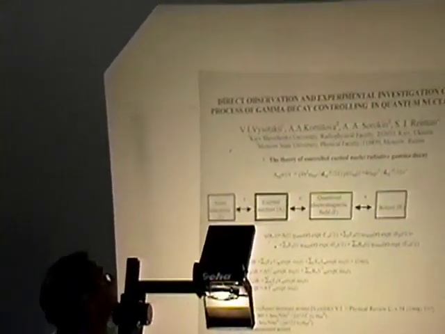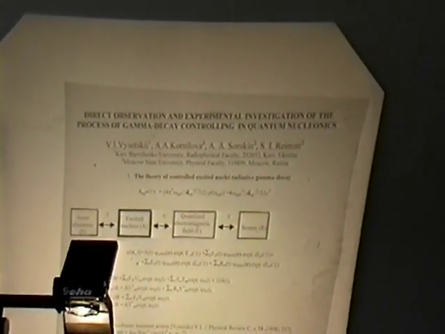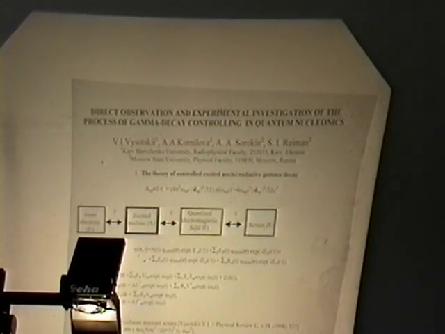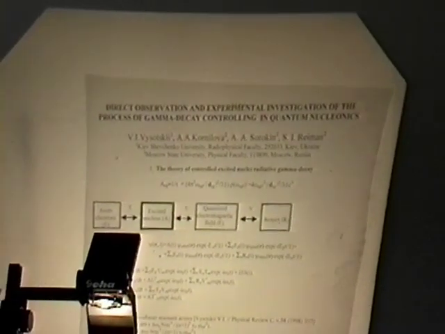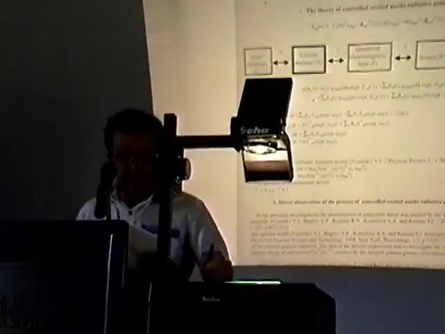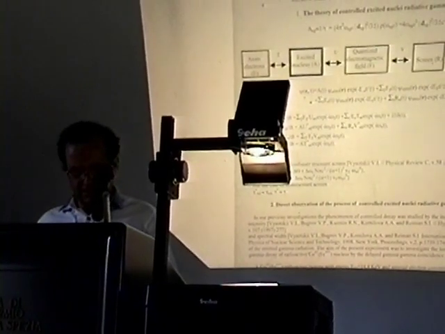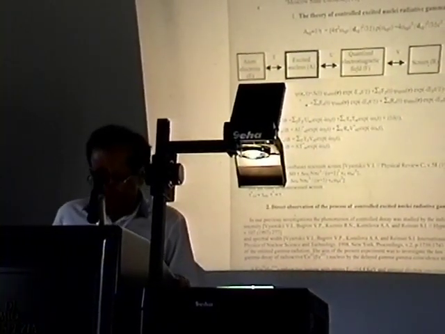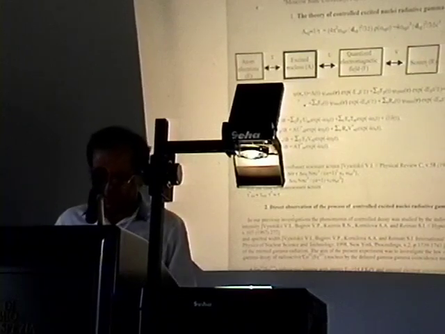I'd like to present the result of our experimental investigation of the problem of controlling nuclear decay. It's a very interesting problem, of course. In the case of free space, this problem is solved easily, and the corresponding probability of gamma decay is fully determined by the nuclear characteristics.